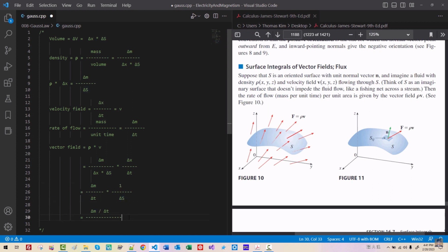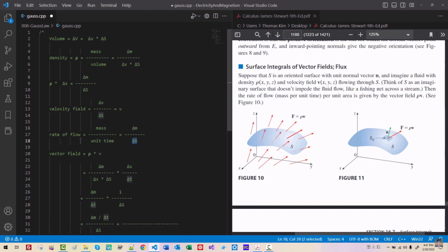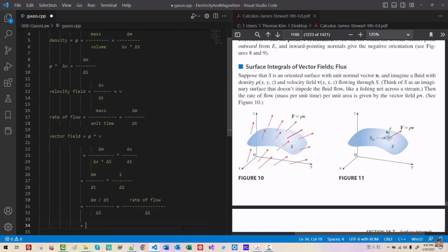Then delta S here. In other words, delta M over delta T is the rate of flow. So this is rate of flow over delta S. This is rate of flow over unit area. Unit area means delta S.